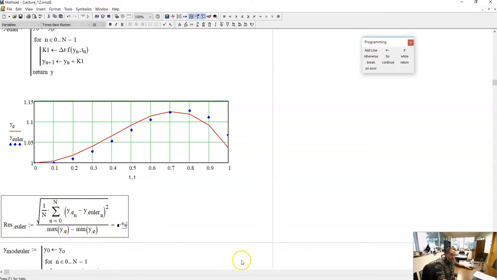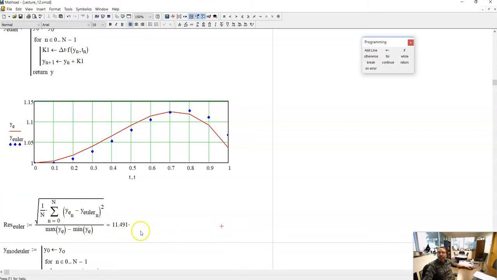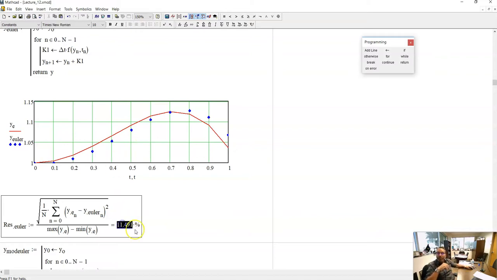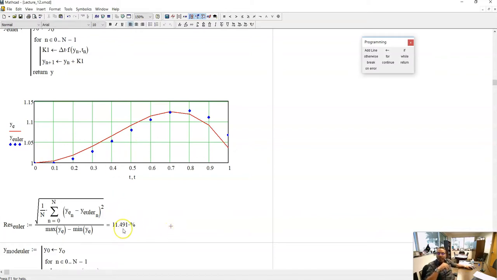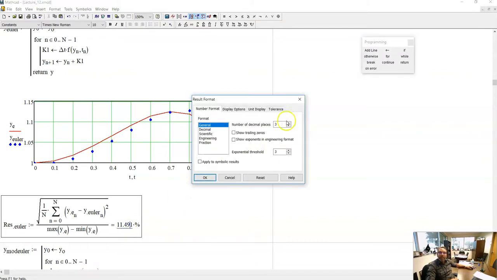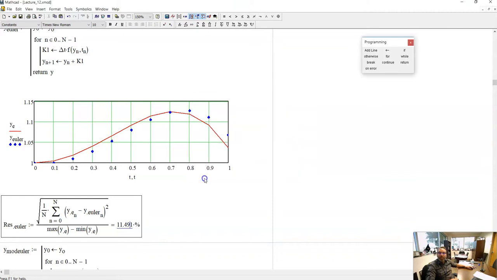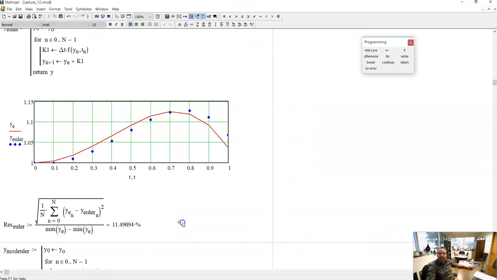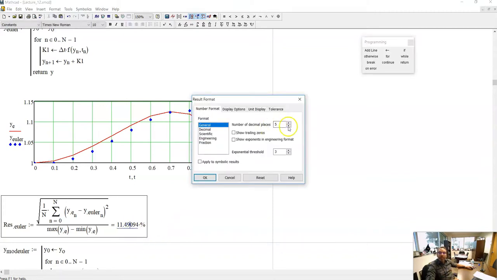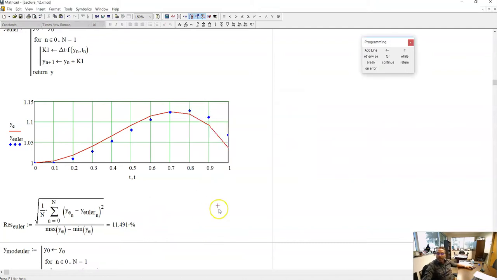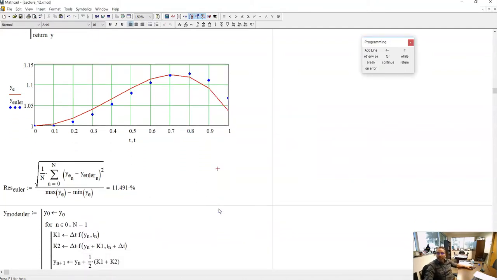If I put a percentage here, it will tell me the residual between these solutions, or the error, it's also called the L2 norm error between the two solutions, is 11.491%. I can increase the resolution of this, I can increase the number of digits, I can just double click on this, and I can say add decimal places if I want to, or use scientific notation, or whatever I want. There's a lot of things that I can do in here to visualize this a little bit differently.